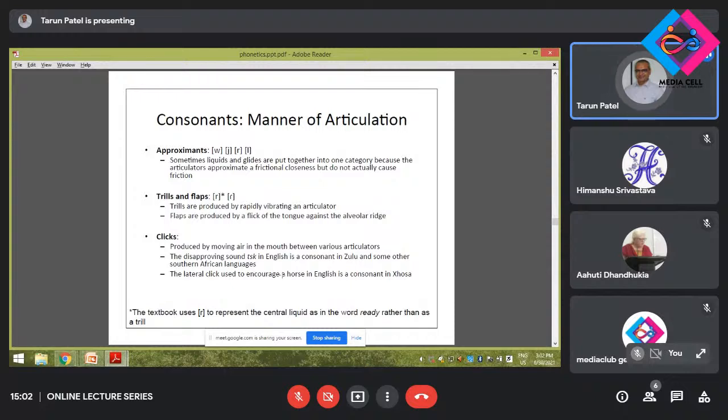And trills and flaps: trills are produced by rapidly vibrating an articulator, and flaps are produced by a flick of the tongue against the alveolar region. Clicks are produced by moving air in the mouth between various articulators. The disapproving sound in English is a consonant in Zulu and some other southern African languages. The lateral click used to encourage a horse in English is a consonant in Zulu.